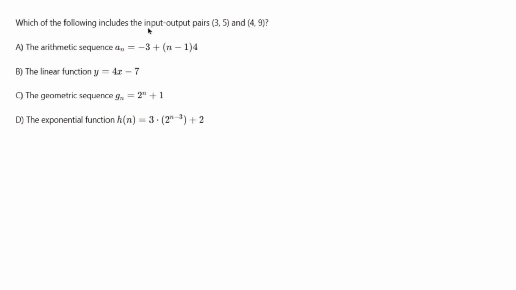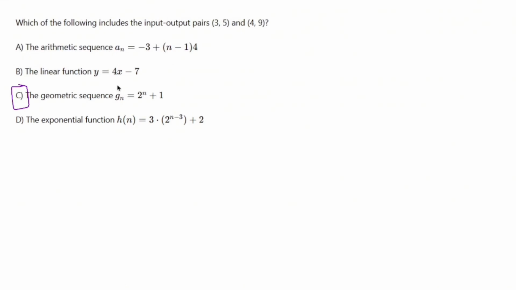Which of the following includes the input-output pairs (3, 5) and (4, 9)? So eeny, meeny, miny, mo, let's test out C just for funsies. We're going to plug these points in and see what we get.